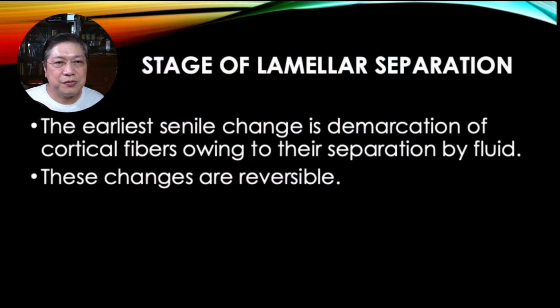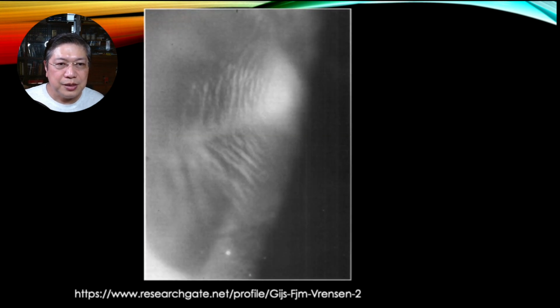The earliest sign of a cataract is called lamellar separation. That means the layers of your lens start to separate, usually by fluid. Now, if you can remove that fluid, these changes could still be reversible. Usually, it will just look like this, just layers of clear and a little opaque, very small layers of fluid. If you can remove those fluids, usually by medication or other forms of treatment, then the clarity of the lens should return.